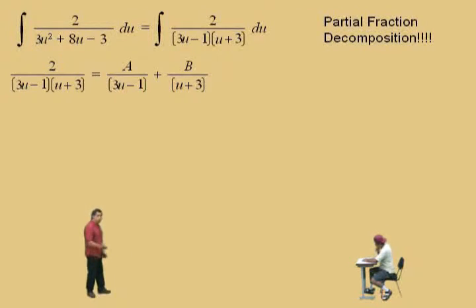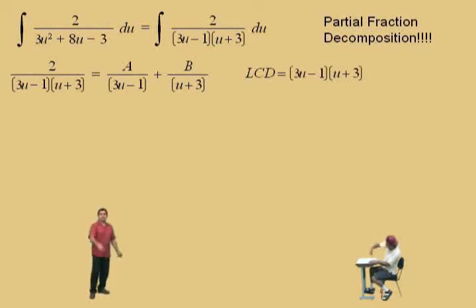Now, our goal is to solve for A and B, right, Charlie? Okay, so how are we going to do that? Multiply both sides by the LCD. We're going to multiply both sides by the lowest common denominator to clear those fractions out. Or sometimes we like to say, kung fu those fractions. Anyway, what is our lowest common denominator, Charlie? 3u minus 1 times u plus 3. That's right.